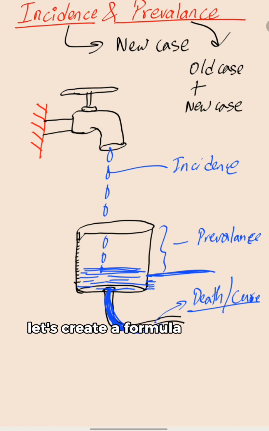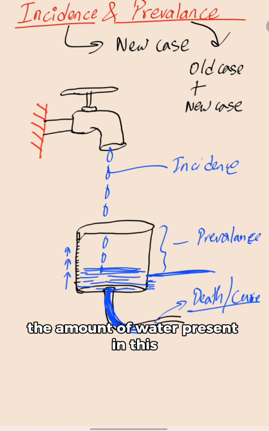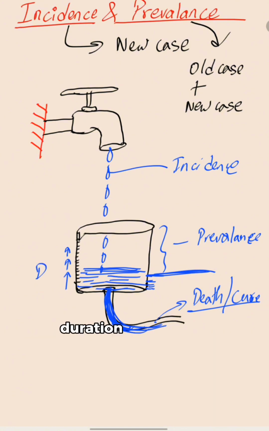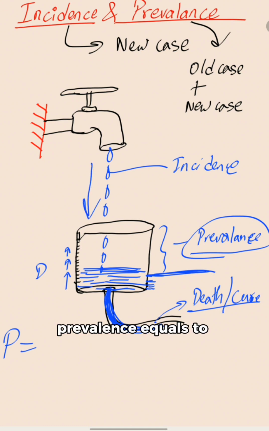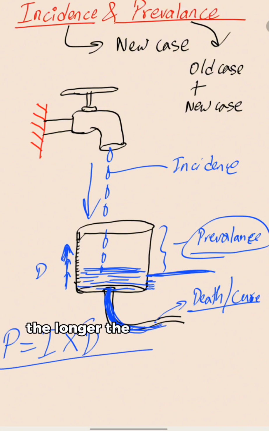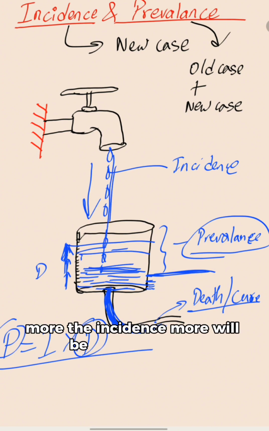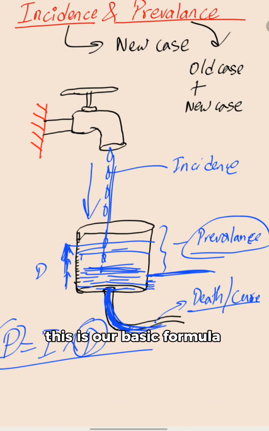Now, let's create a formula for this water calculation. Let's suppose as the time progresses, the amount of water present in this container increases, right? So duration. This is the prevalence. Prevalence equals incidence, which is increasing, right? The more amount of water comes inside and the more duration it takes, so prevalence means duration into incidence. The longer the duration, more will be the prevalence. More the incidence, more will be the prevalence. Prevalence is defined as incidence into duration. This is our basic formula, right?